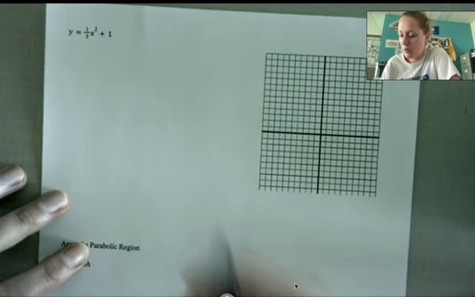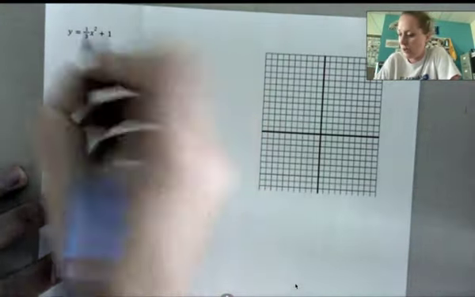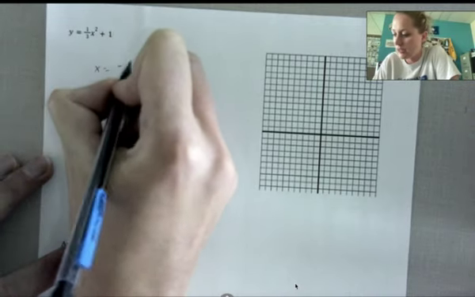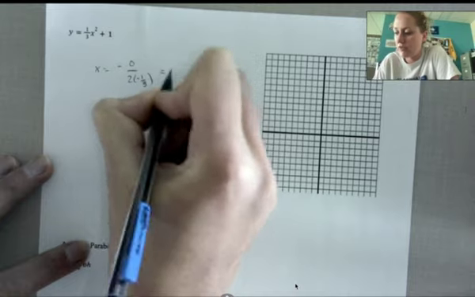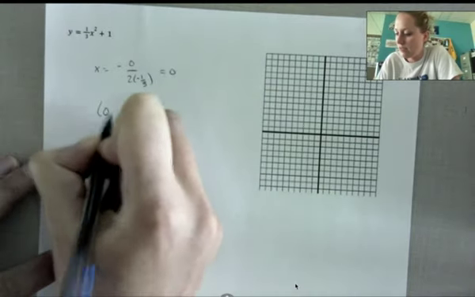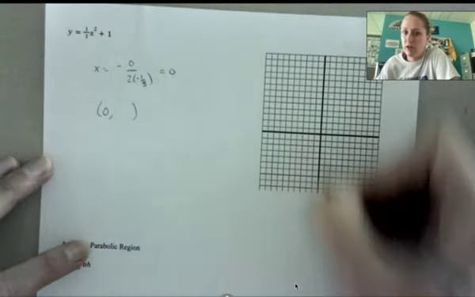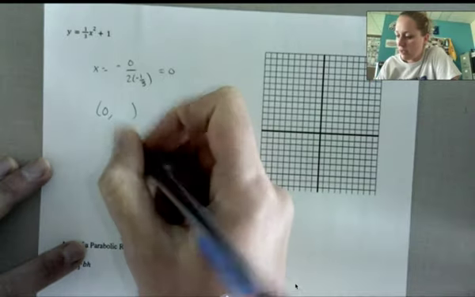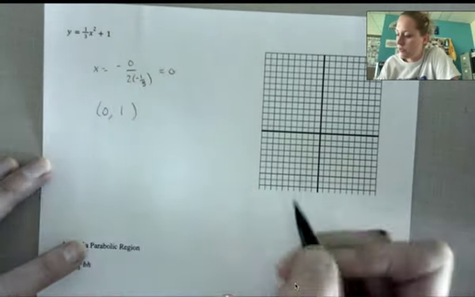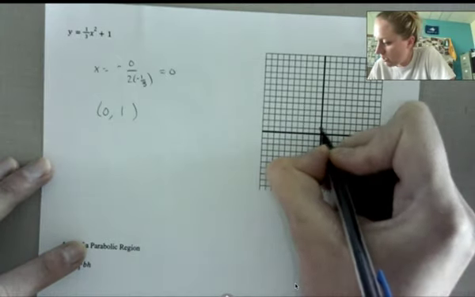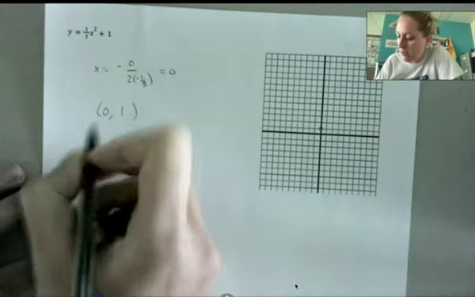All right, this one, my b is actually 0 here. And whenever b is 0, you guys, the whole thing's going to be 0. So I know my vertex is going to lie somewhere on the y-axis. When I plug in 0 into this guy, I get 1. So (0, 1) is my vertex. It's going to open up.